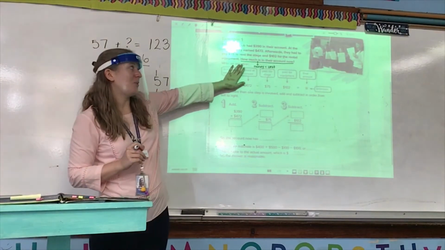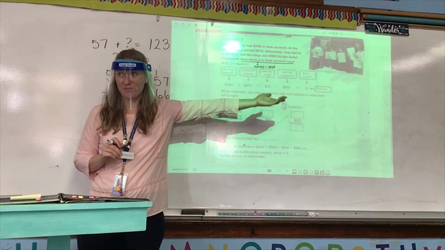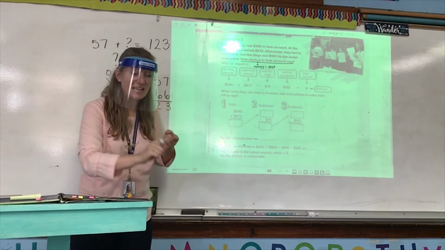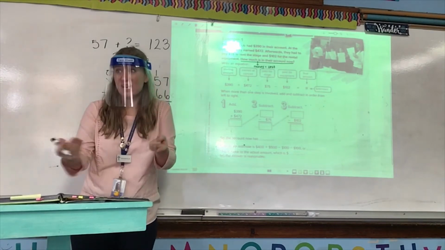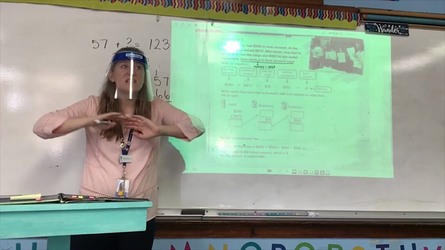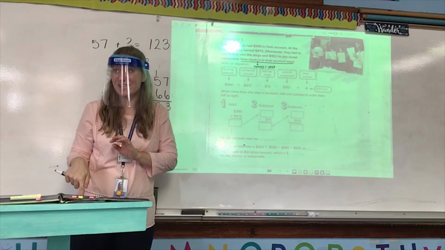Okay, so again, our question doesn't tell us what operation to do because we might have to do more than one. So as we're rereading, we need to look for words that tell us, did they gain this money? That means, are they getting more? Is their amount of money going up? Or did they lose or spend this money? Which means their amount of money is going down.